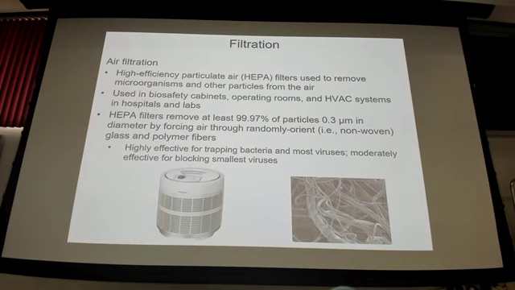Okay, moving on to air filtration, we have HEPA filters, high efficiency particulate air. With this concept, instead of those pores, now you have randomly oriented fibers, like glass and polymer fibers, which you can see in that lower right-hand corner, and you're forcing air through those fibers with the intent of getting rid of particles that are greater than around 300 nanometers, or 0.3 microns, in size. So pretty effective at doing that.